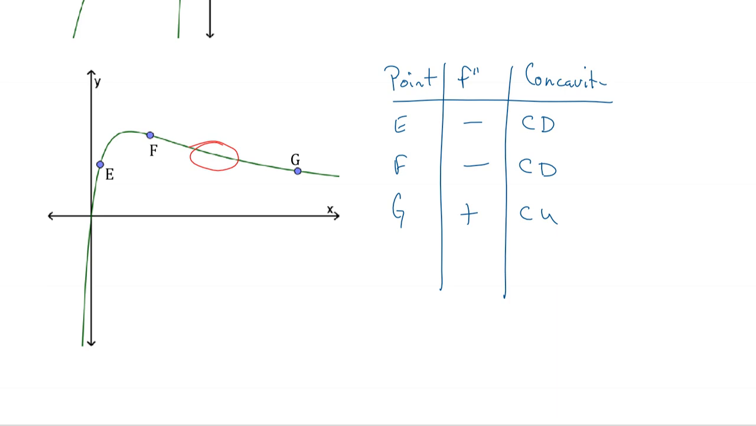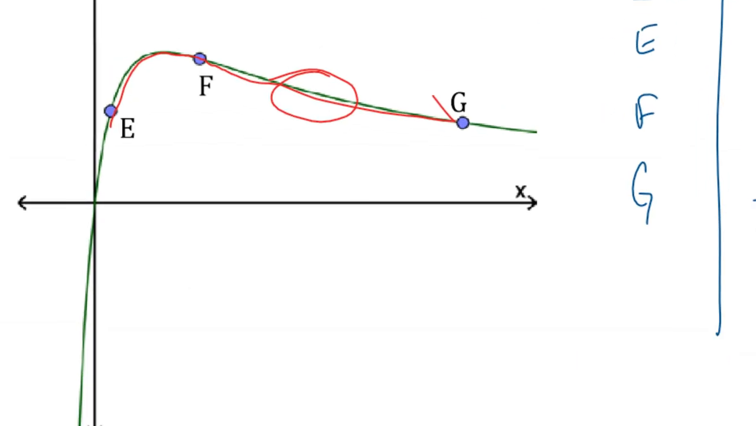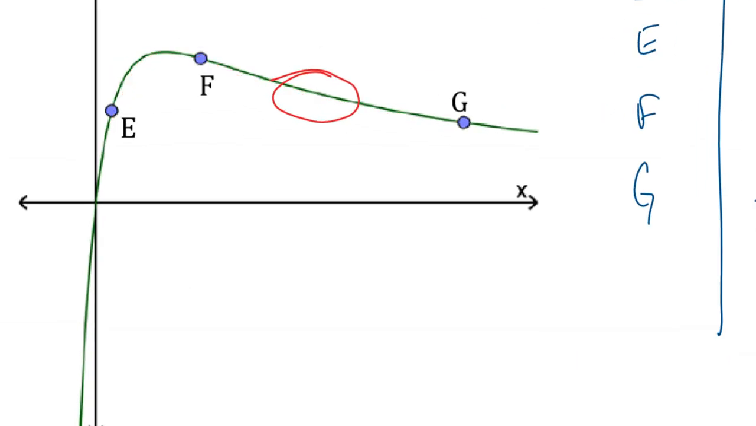Sorry, how is that down? Because it's curving down. It's still curving down, and then somewhere in there is when it starts curving the other way. Or maybe it's even closer to F. Maybe it's like right around there somewhere.